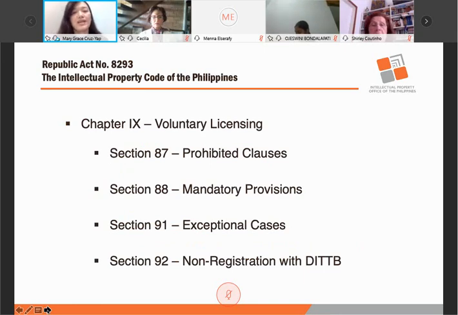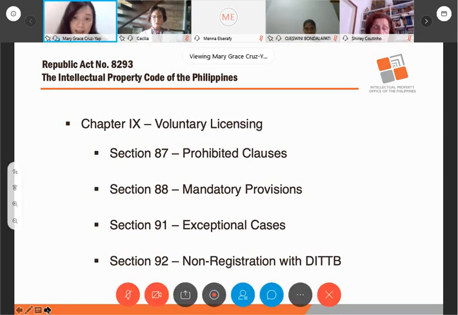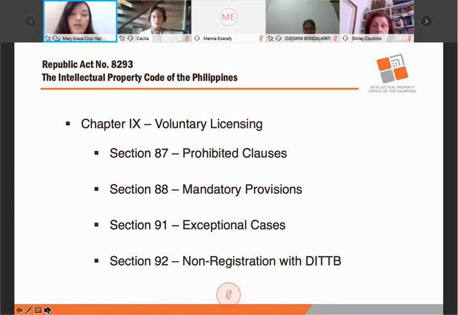So if you want to know about tech transfer or voluntary licensing in the Philippines, what you need to focus on are just these four sections: Section 87, 88, 91, and 92. Section 87 would give you a list of prohibited clauses. When we say prohibited clauses, those are the clauses which you should not be putting into your tech transfer arrangements. Otherwise, they will be flagged down by my bureau as being non-compliant with the IP code, and therefore you will not get a clearance for your tech transfer arrangement registration.